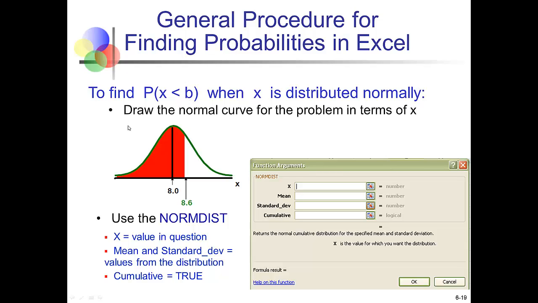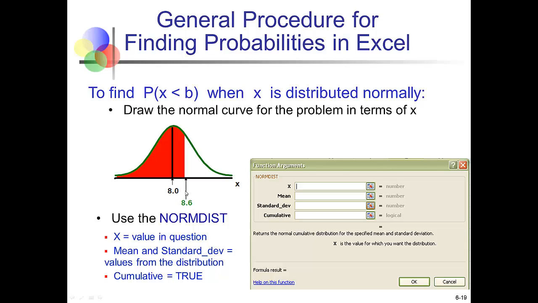So when I do a problem like this, I start out by drawing the normal curve for the problem in terms of x. So I've drawn my x-axis here, put my bell curve on it, and I'm looking at the probability of being to the left of some data value. Norm dist will allow us to do this.